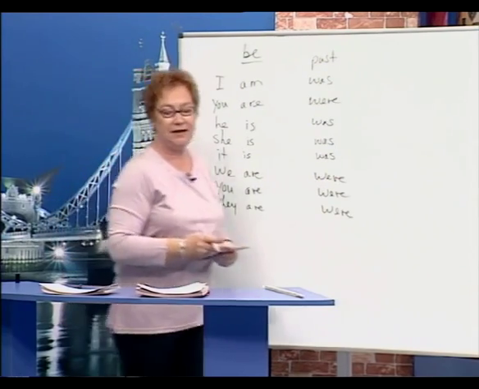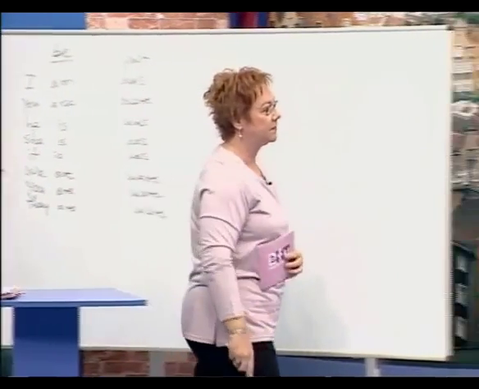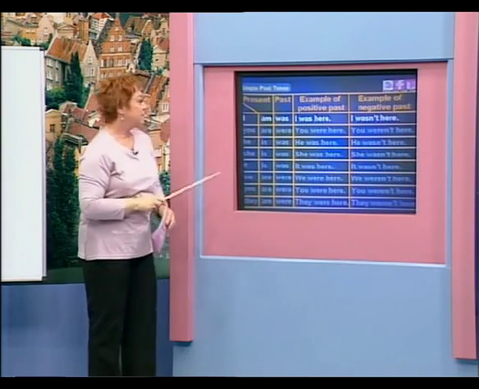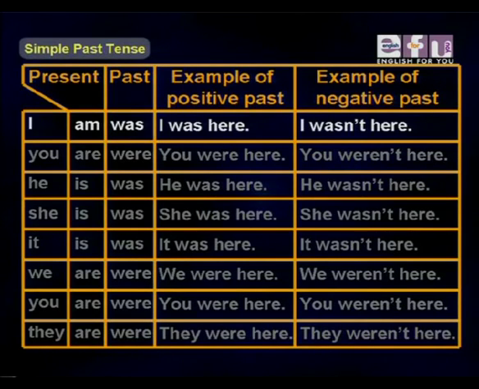Okay, now you can see on the monitor a chart of how this works. We have present, past, positive, and negative. Okay, so I am, I was. I was here, I wasn't here. You are, you were. You were here, you weren't here. Then, he is, he was here, he wasn't here. With she is, she was here, she wasn't here. With it is, it was here, it wasn't here.